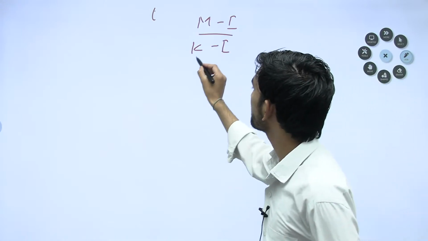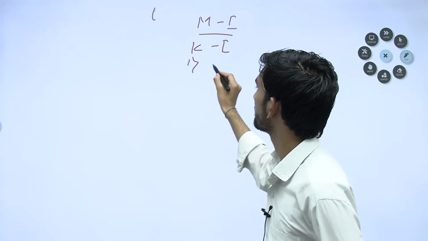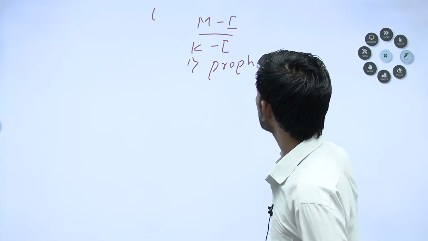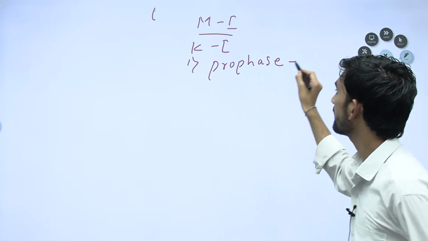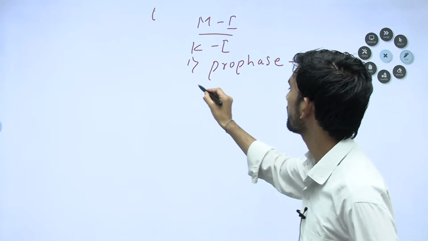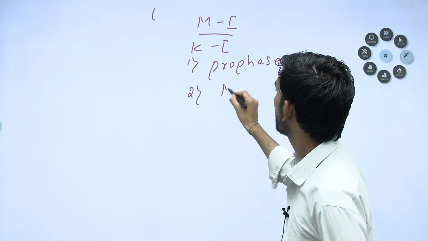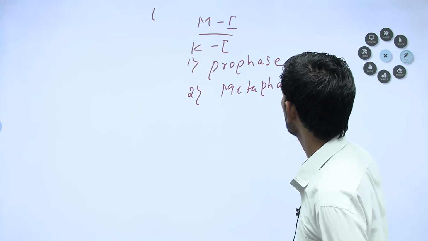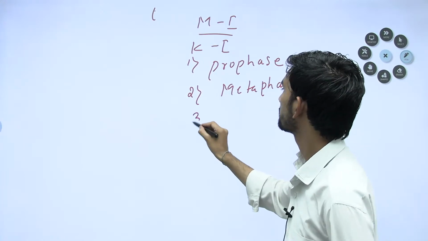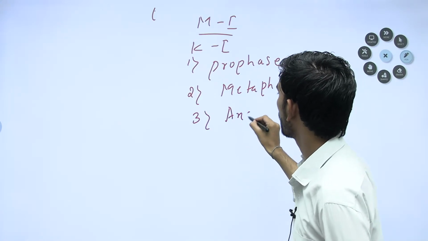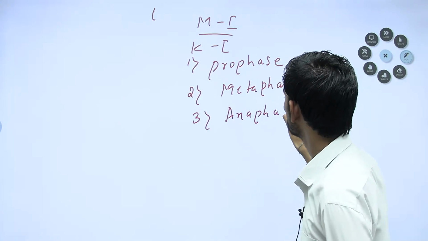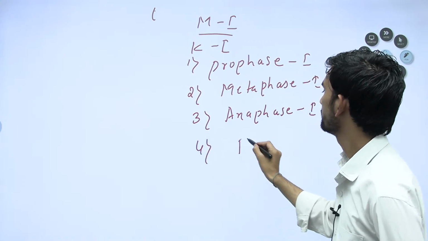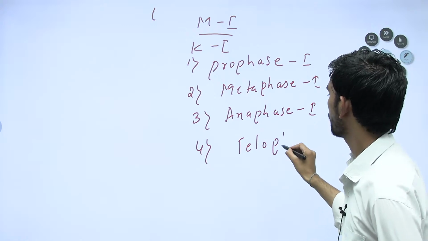This karyokinesis 1 involves 4 phases mainly. The first one is called prophase. To avoid confusion, they have written it as Roman 1, prophase 1. Second one, metaphase 1. Third one, anaphase 1. And fourth one, telophase 1.